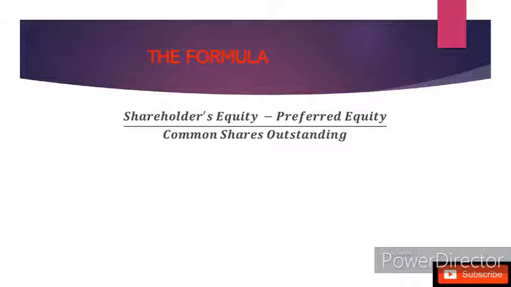So then, ladies and gents, here's the formula. You take the shareholders' equity minus the preferred equity and divide that by the common shares outstanding. Then you should be able to get the book value per share of an individual company. So then by seeing this formula, let's go apply it on an actual company.